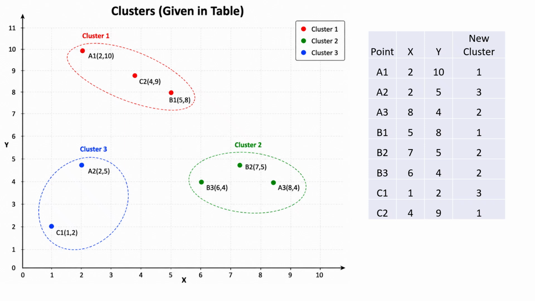Next, the last one, cluster 3. So A2, that is 2 comma 5, then C1, 1 comma 2. Together these are made as a group and named cluster 3.